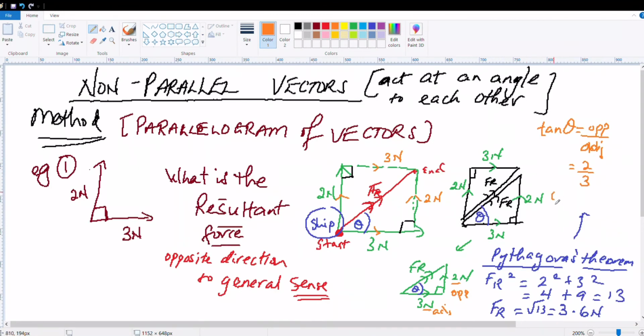And what we say is theta is tan inverse of this 2/3. What we will end up with is theta being 33.7 degrees or 34 degrees. So what is our resultant vector? It is FR, which is 3.6 newtons at an angle theta to the horizontal force. That's our first example.